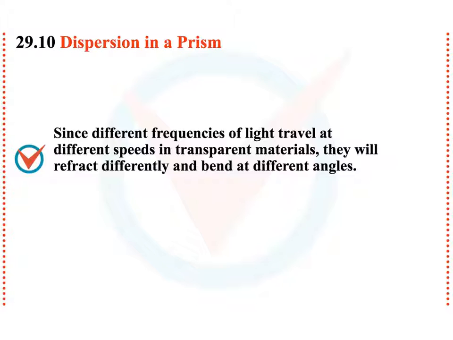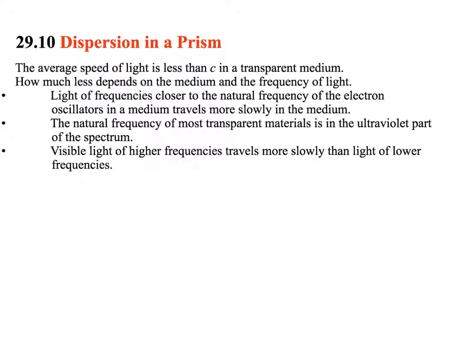Since different frequencies of light travel at different speeds in transparent materials, they will refract differently and bend at different angles. The average speed of light is less than the speed of light in a vacuum. How much less depends on the medium and the frequency of the light.